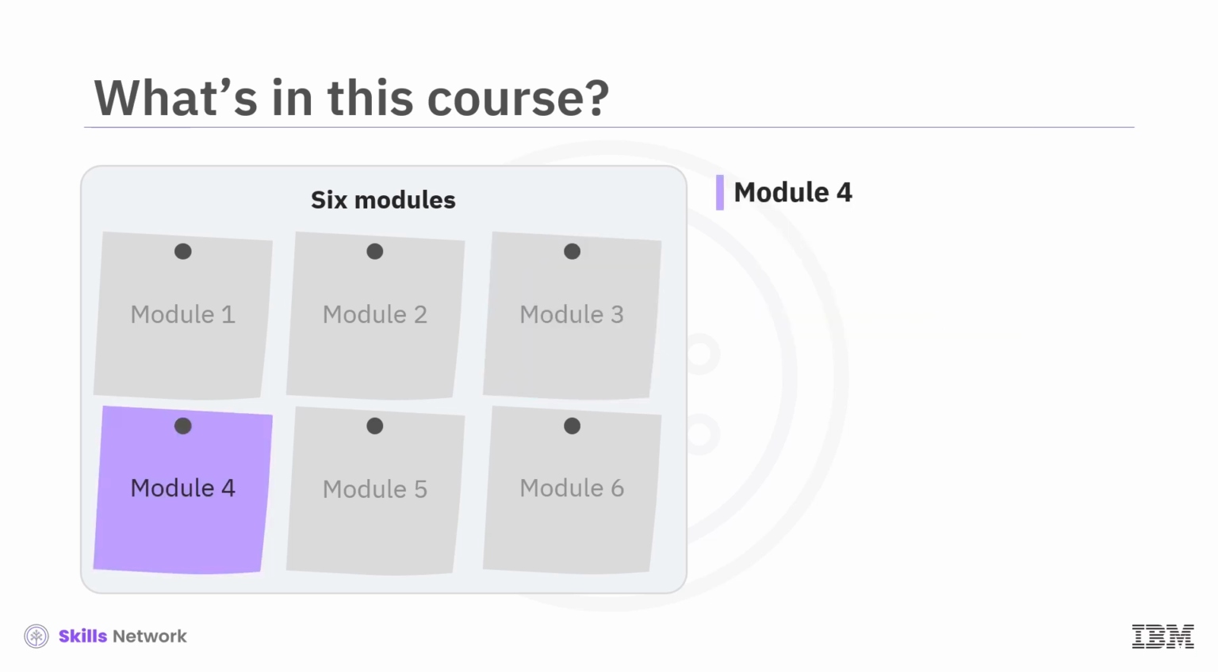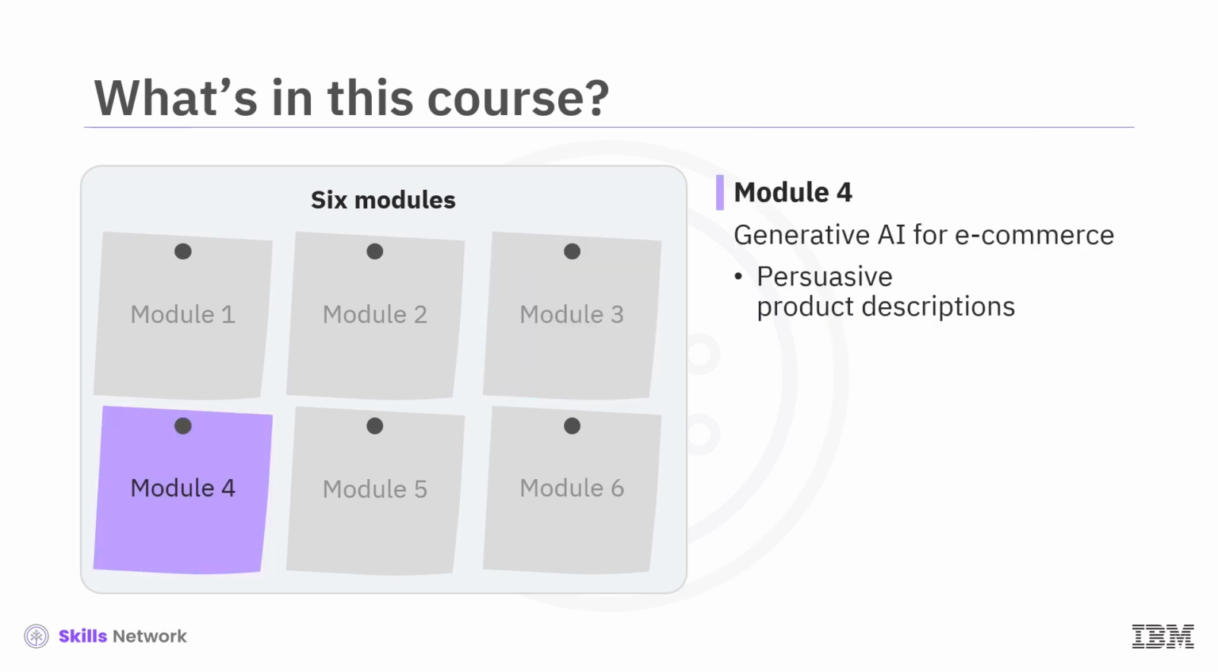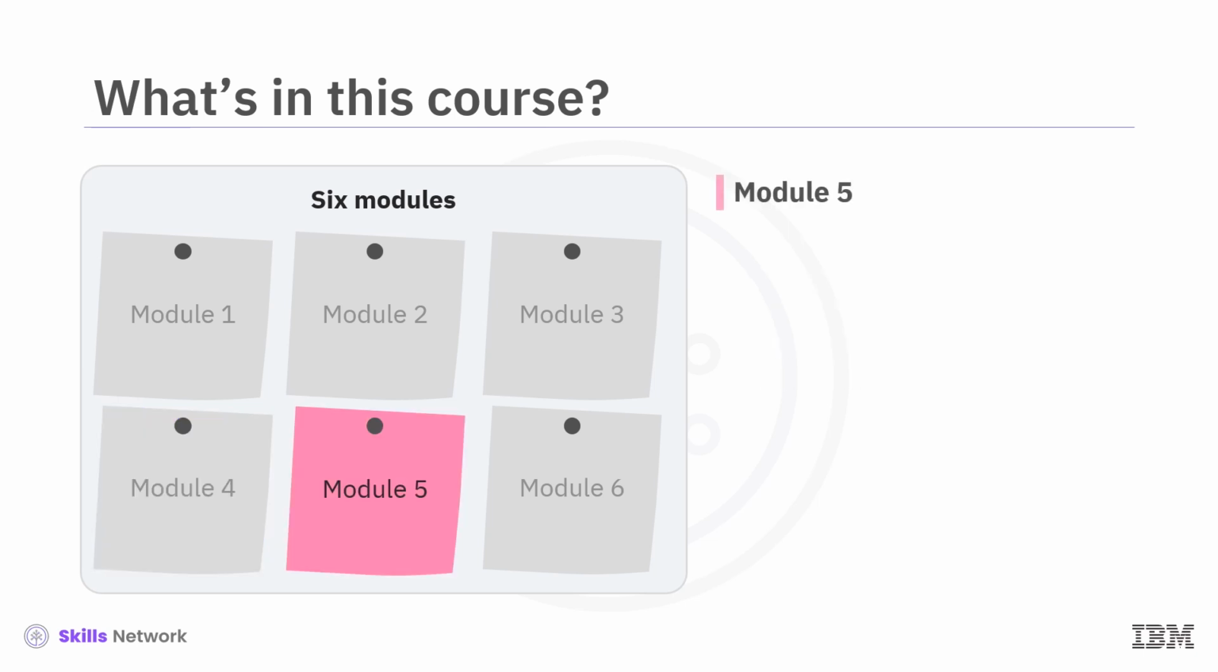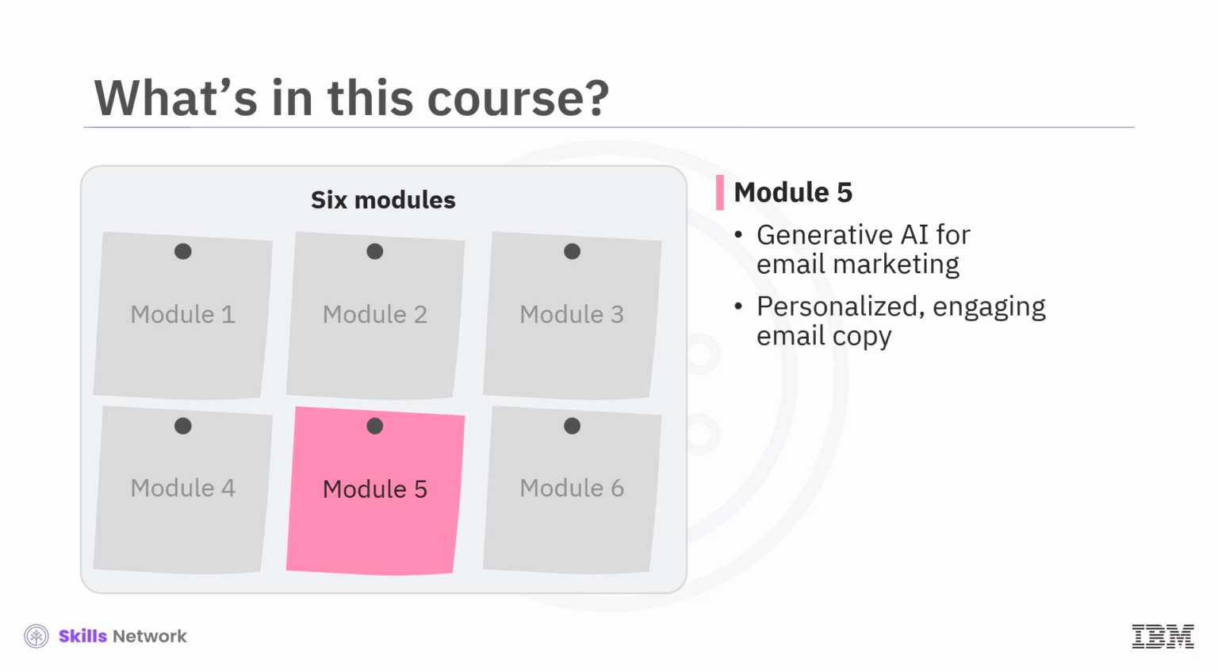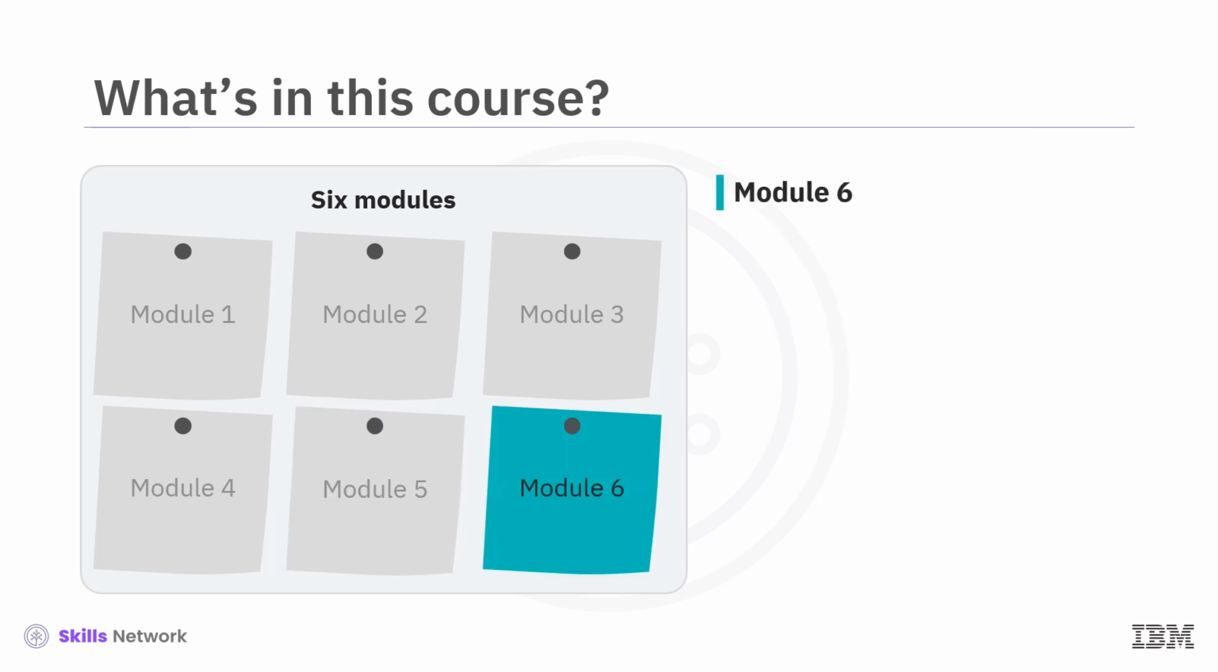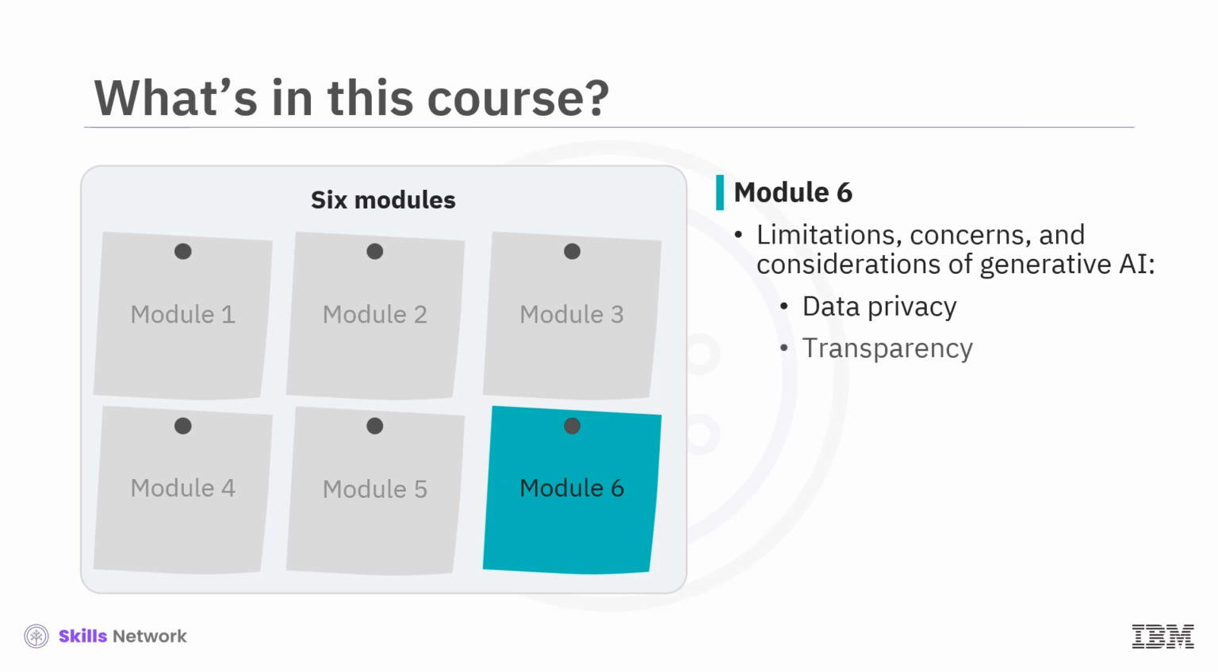In Module 4, you'll explore how generative AI is transforming e-commerce from persuasive product descriptions to marketing copy for social media and website banners. In Module 5, you'll master AI-powered email marketing, creating personalized, engaging email copy. Module 6 provides insights into the limitations, concerns, and considerations surrounding the use of generative AI in digital marketing, covering data privacy, transparency, biases, and copyright ownership.